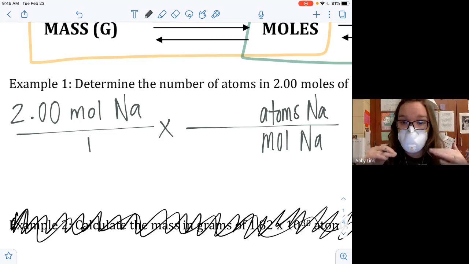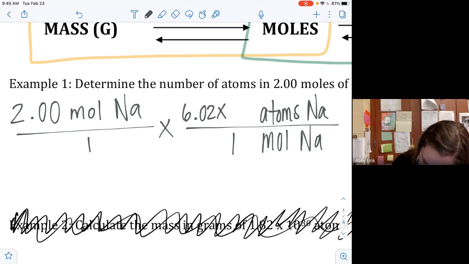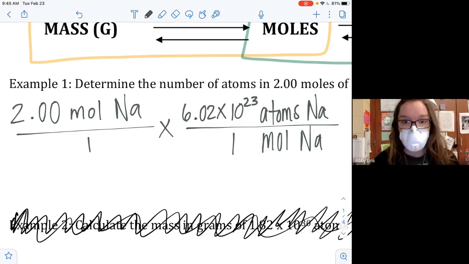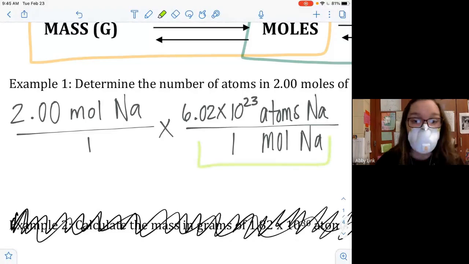Instead, I'm going to think about our second conversion factor, which is Avogadro's number. Avogadro's number tells me that in 1 mole of sodium, there should be 6.02 times 10 to the 23rd atoms of sodium. Again, if we're using moles in a conversion factor, it is always 1 mole. It has not changed.